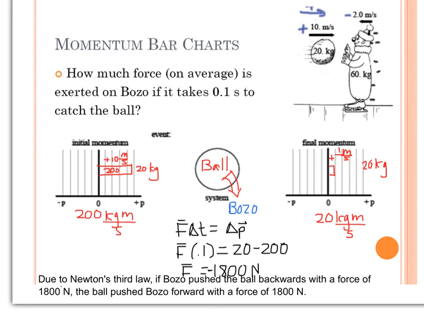And if you had chosen to solve the problem with Bozo in the system and the ball outside of the system, you would find that while the ball lost 180 kilogram meters per second of momentum, Bozo gained 180 kilogram meters per second. Because the contact time has to be the same, since one object can't touch another without the second object touching the first, and by Newton's third law, the force always has to be the same. The change in momentum has to be equal and opposite, just like the forces do.